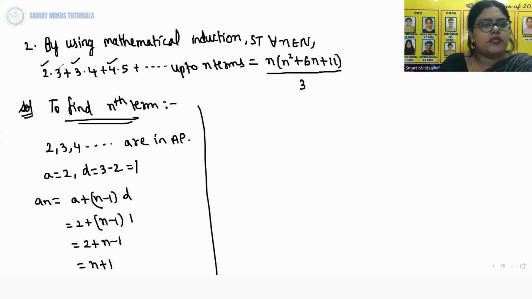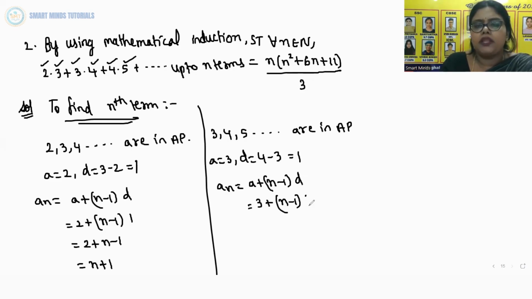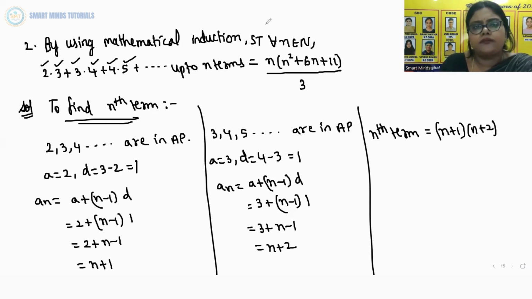Now we take the second numbers from each term. 3, 4, 5 so on are in AP. So A is equal to 3, D is equal to 4 minus 3, that is 1. So An is equal to A plus n minus 1 into D. 3 plus n minus 1 into 1, that is 3 plus n minus 1, that is n plus 2. So what is the nth term here? Multiply both the nth terms: n plus 1 into n plus 2. This is the nth term we got.